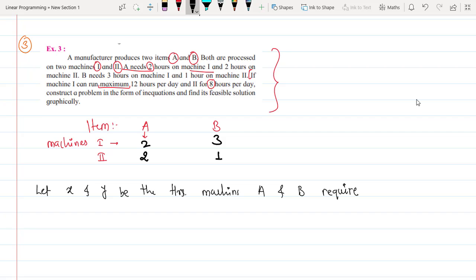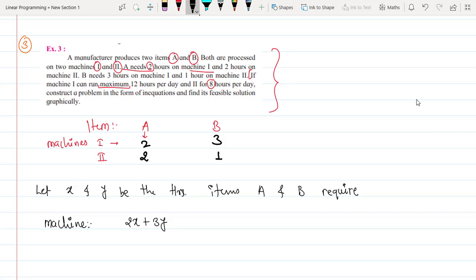So for A, x is there. So for machine 1 what will be the equation? For machine 1 the equation will be requiring 2x plus 3y. Okay, see, x is for number of hours for item A and y is for number of hours for item B. Okay, on machine A and machine B.